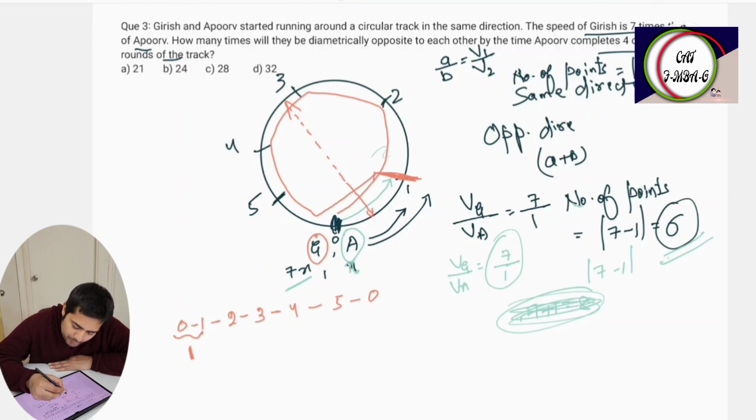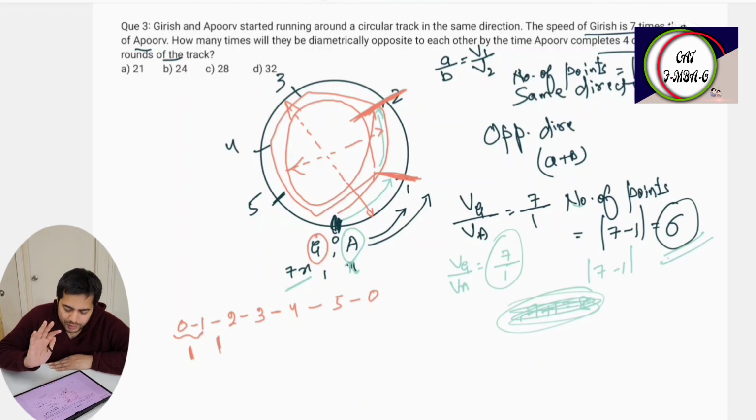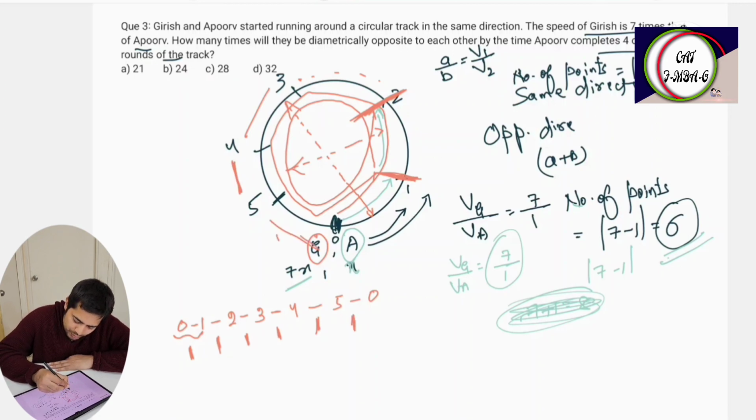Similarly, when Apurv goes from 1 to 2, Girish will go from 1 like this and come at 2 here. And somewhere around here, they will be diametrically opposite to each other. So from 1 to 2, again 1 time they will be diametrically opposite. Similarly, from 2 to 3, in this area, 1 time diametrically opposite. Similarly, from 3 to 4, from 4 to 5, from 5 to 0, again 1 time. So how many times are they diametrically opposite in one complete round?